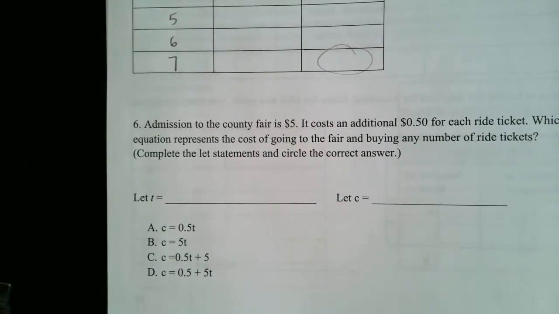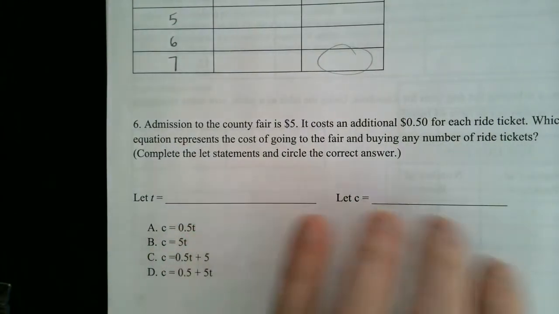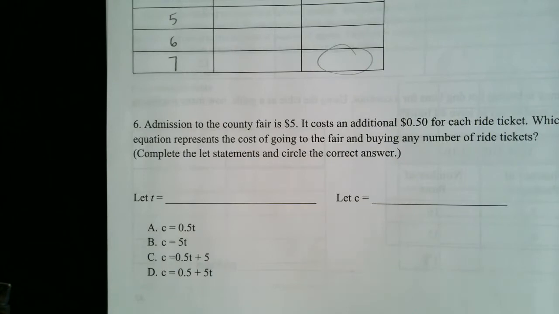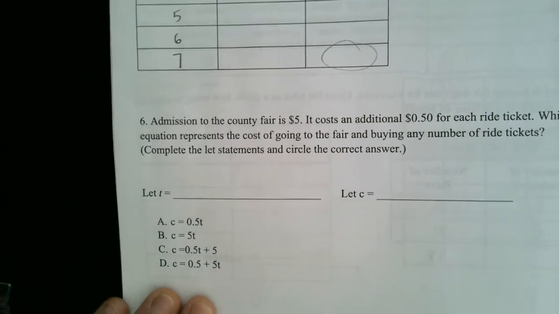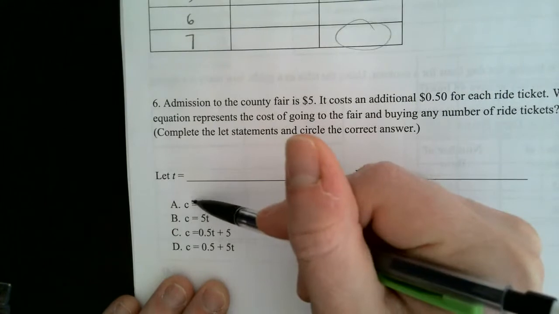Okay, number 6. This is a multiple choice, kind of. There's also a let statement you have to complete. Admission to the county fair is $5. It costs an additional 50 cents for each ride. Which equation represents the cost of going to the fair and buying any number of ride tickets? Now, what I would do, I'd look at these equations here. Look at that C.